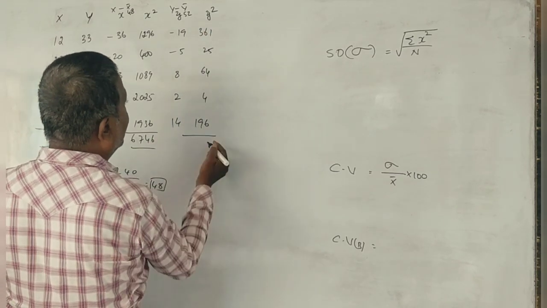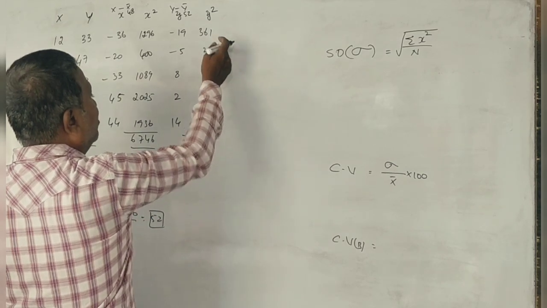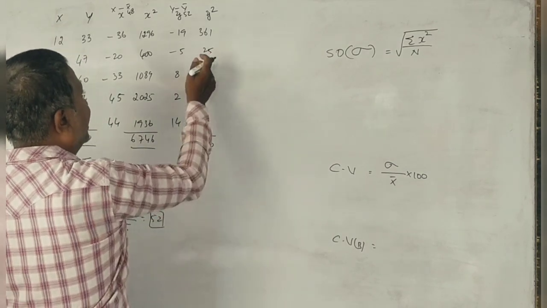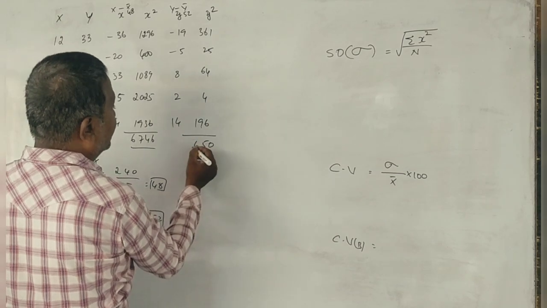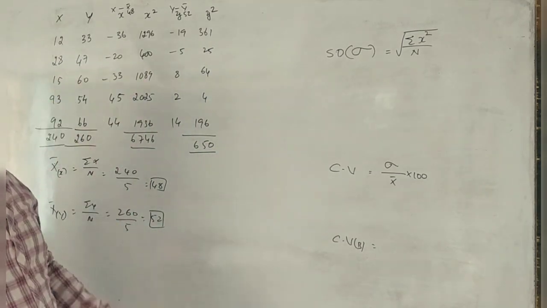Adding up the squares, the total is 650. Yes, sir. 650. Now, all the way we can solve with it. Very, very easy.